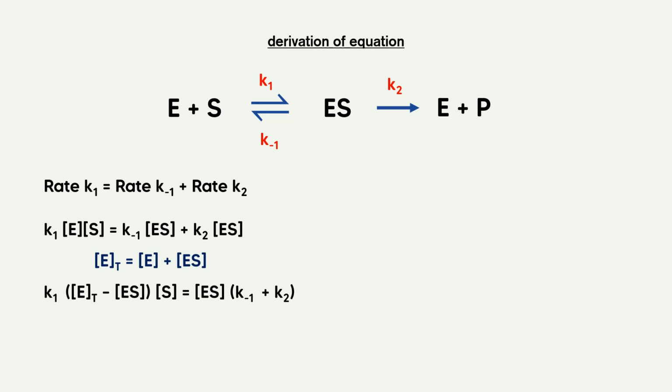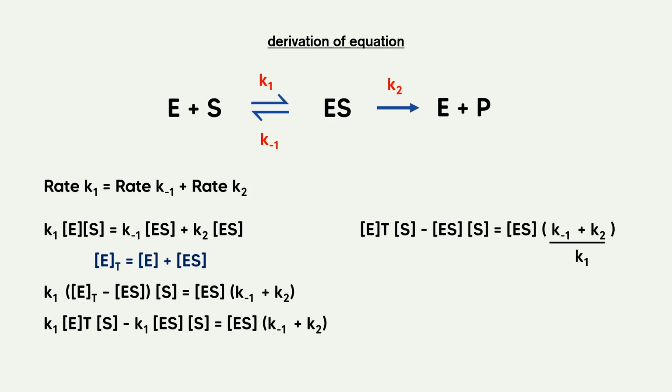total E minus ES. Next, we can expand the equation and divide both sides by K1 to make sure that we end up with all the rate constants on one side. We can express the combination of all the rate constants as a new term called Km, which I'll be explaining about later.